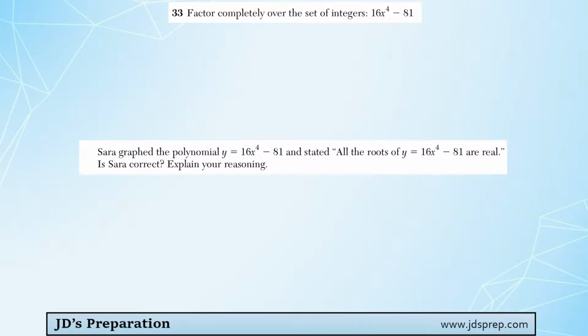For the first part of this problem, we are factoring 16x^4 minus 81. How are we going to factor this? Well, it's an example of a difference of squares. So let's start by creating our two sets of brackets.